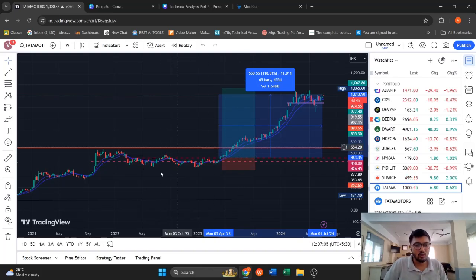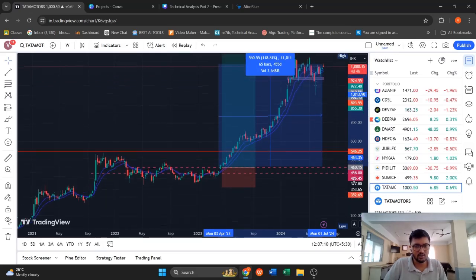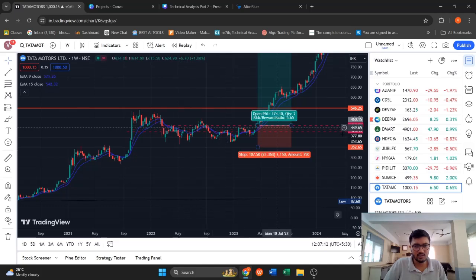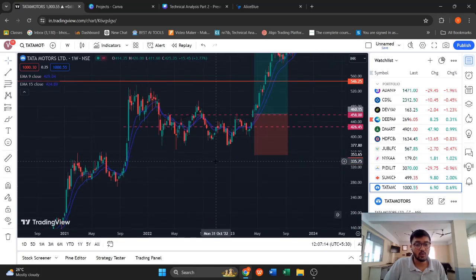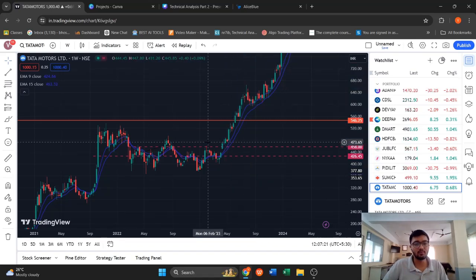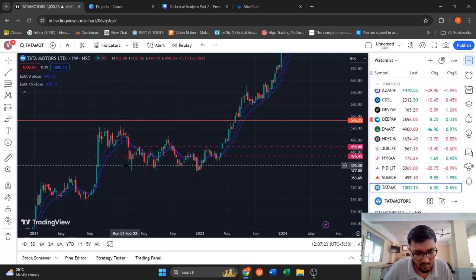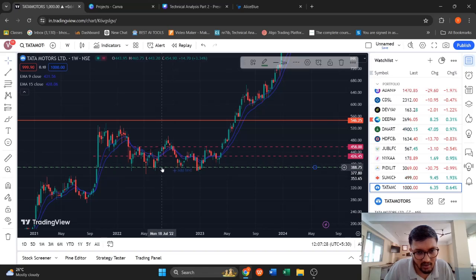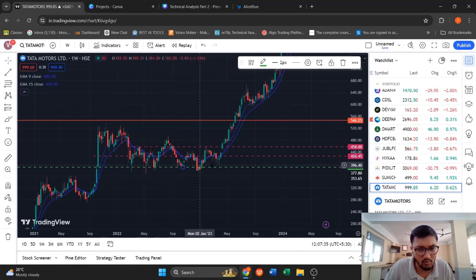So you just need to look at the resistance, like what we just saw in this particular example. As soon as it broke the resistance, it went so high, and this is the beauty of support and resistance. You can see the support at this particular price. Every time it hits this price, it goes back up. This was a support, again a support, again a support, and it took support the last time.